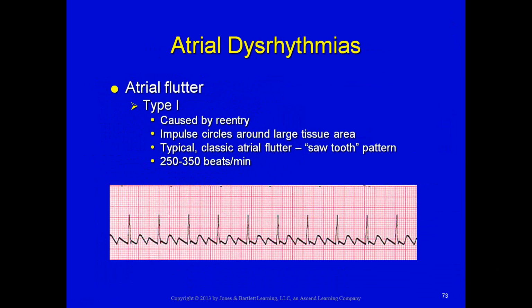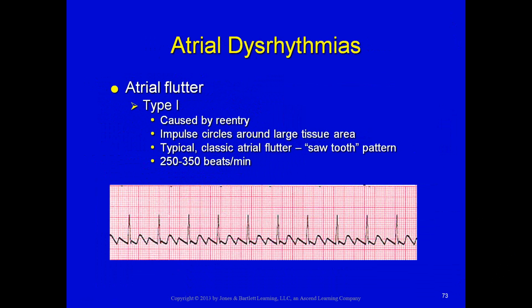There are two types of atrial flutter. There's type 1, which is caused by a reentry phenomenon. The impulse circles around a very large tissue area of the atrium, causing this classic sawtooth pattern at a rate of somewhere between 250 and 350 beats a minute.